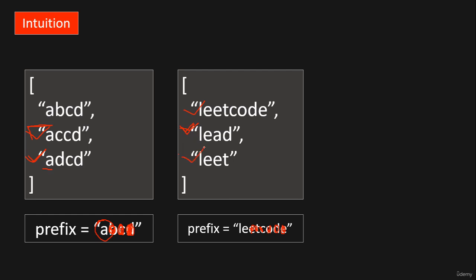Now this is our next string. Now we're going to check, does LE start at index 0? We see yes, LE starts at index 0. So we'll return this prefix. So the answer for this array of strings is LE.